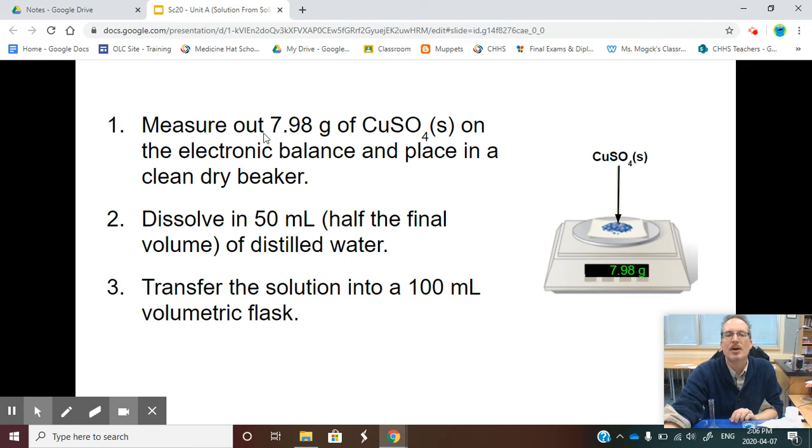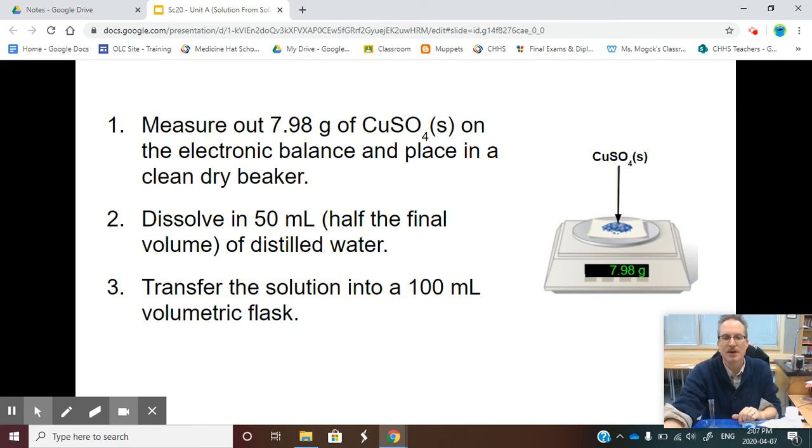So we're going to measure out 7.98 grams of copper 2 sulfate on what was called an electronic balance, and put it into a beaker. We're then going to dissolve it in 50 mils of distilled water, or half the final volume of water. So we want to make 100 mils, and we dissolved it in 50.